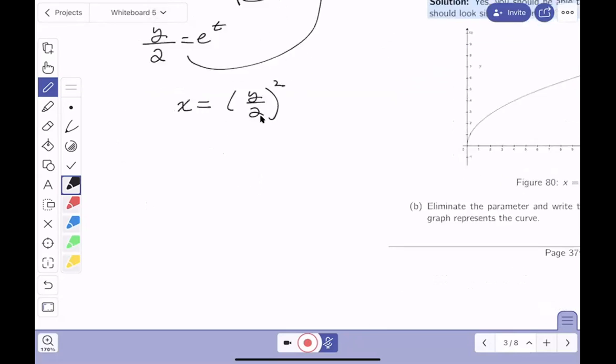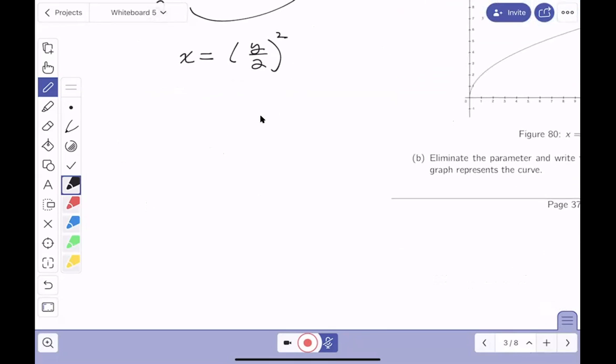I've eliminated the parameter. There's a problem with elimination of parameter. You may be confused now. So if I were to solve this, then what would I get? I would get, let's see, 4x equals y squared. Now, where did you study these things? These are parabolas.